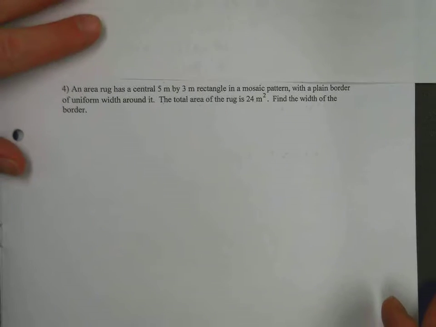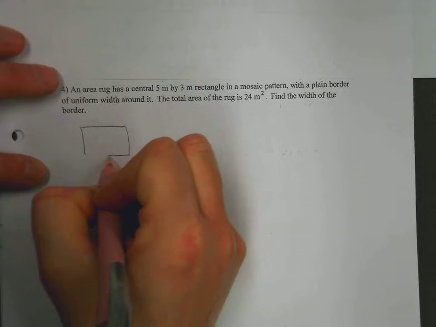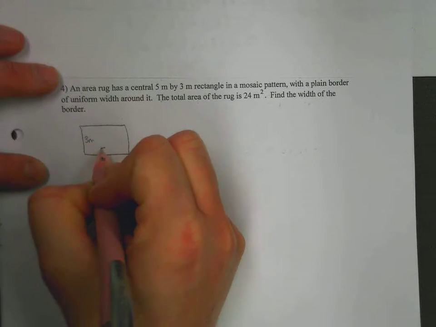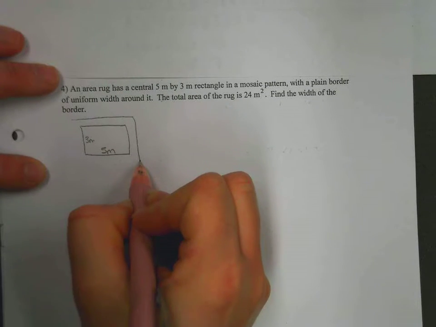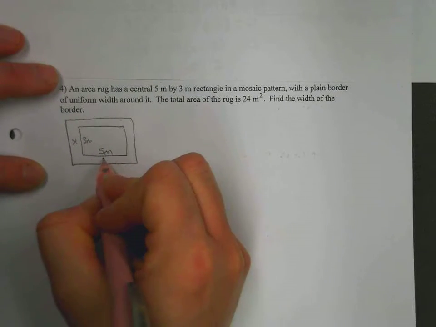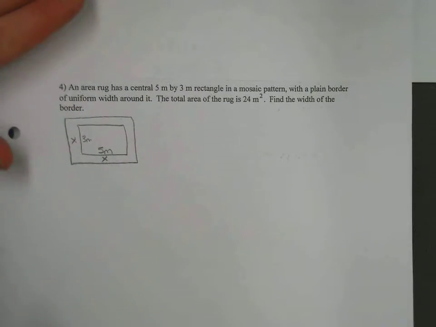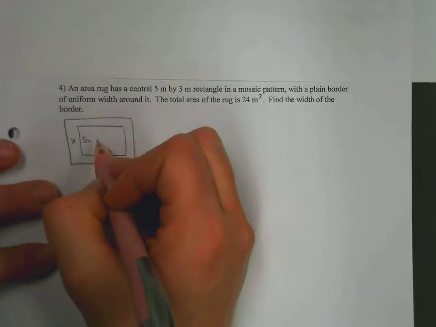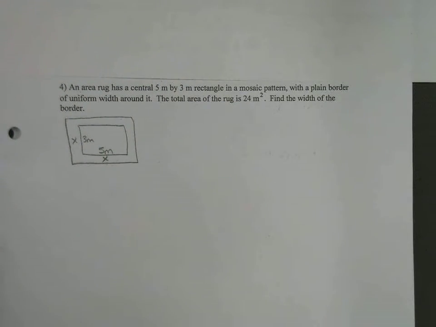So again, let's draw out what the question is talking about. So I have a central area rug that is 3 meters by 5 meters. And then I have a plain uniform width border around it, which I don't know the length. That's what I'm trying to find out. I'm trying to find out the width of this border. So I'm going to call it X, or W for width. The entire area of the rug is going to be 24 meters squared. So this entire area is 24 meters.